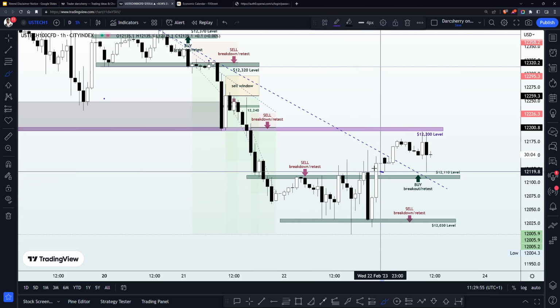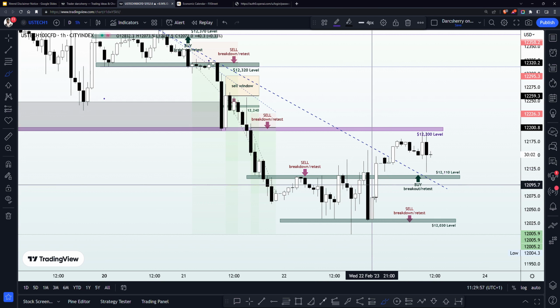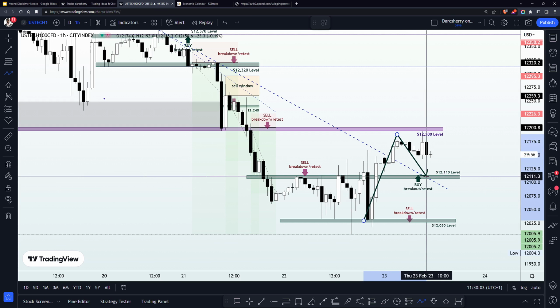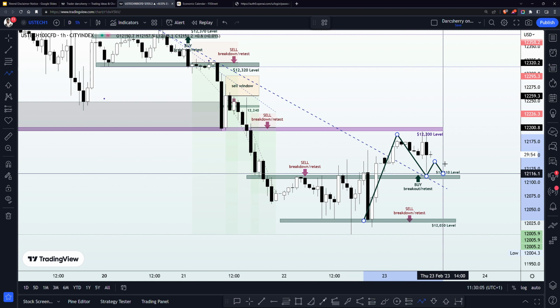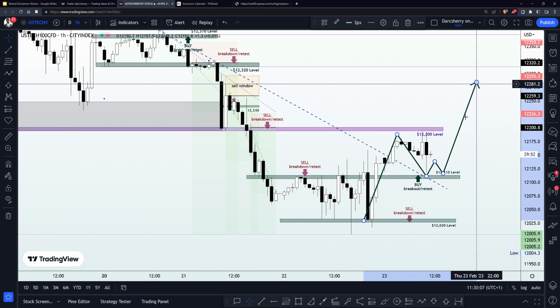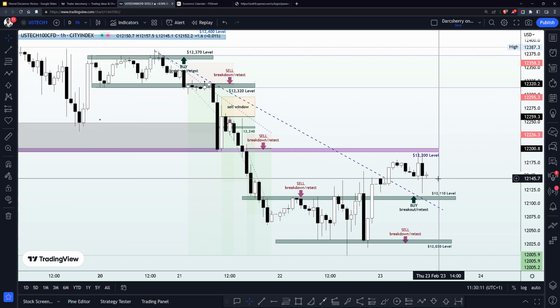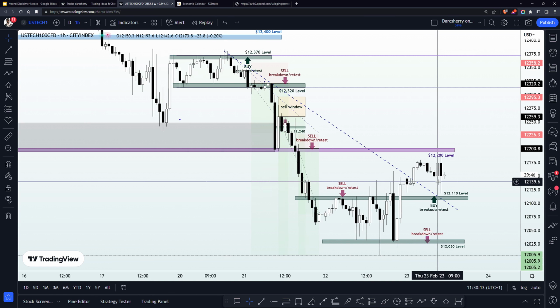And we do have a breakout of that neckline right now, and from a technical standpoint, we expect that price will come back at one point to retest the neckline area in anticipation of another wave of bullish momentum. So we are going to be looking at the possibility of this happening as well.